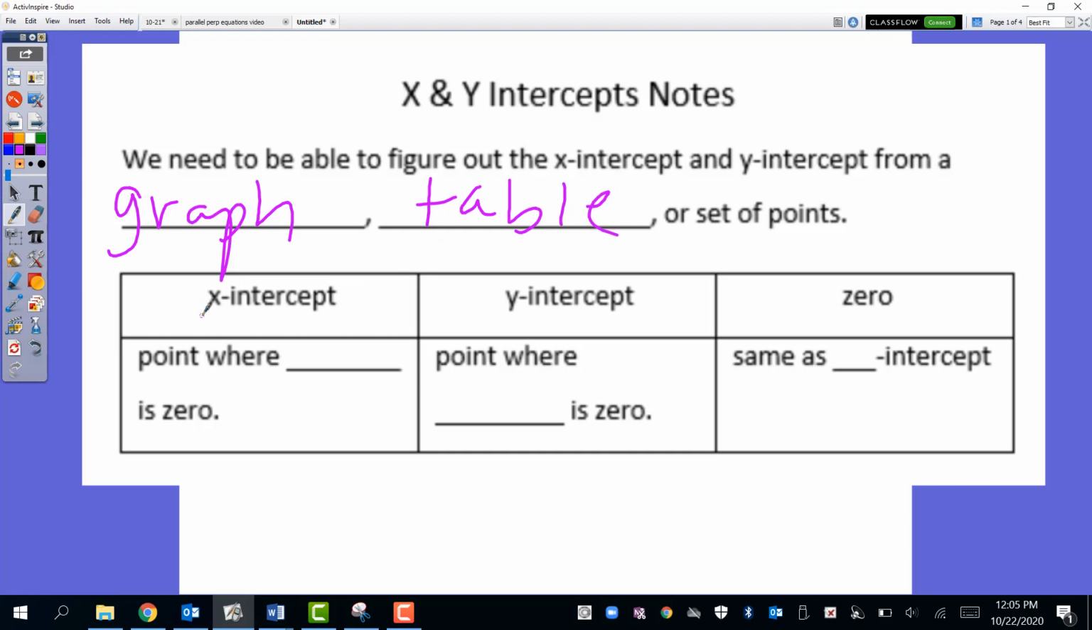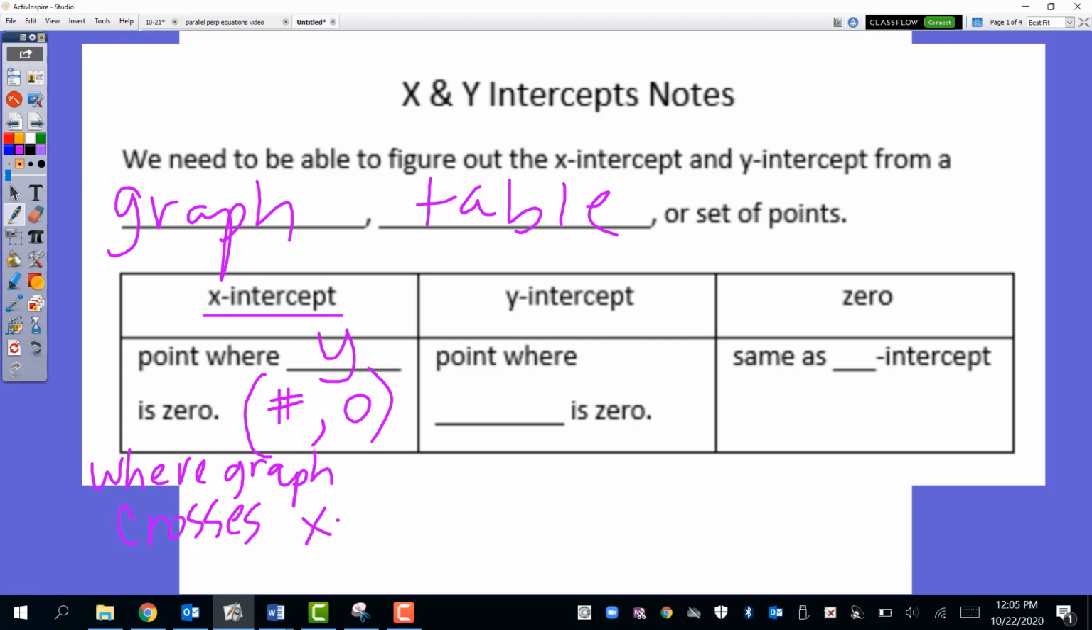Well, the first thing is the x-intercept. That's going to be the point where y is 0. So what does that mean? That means if we're looking at a point, it is written as number, comma, 0. So you're looking for 0 in the y. If we're talking about a graph, it's where the graph crosses the x-axis. Okay, so that's what you're going to be looking for.